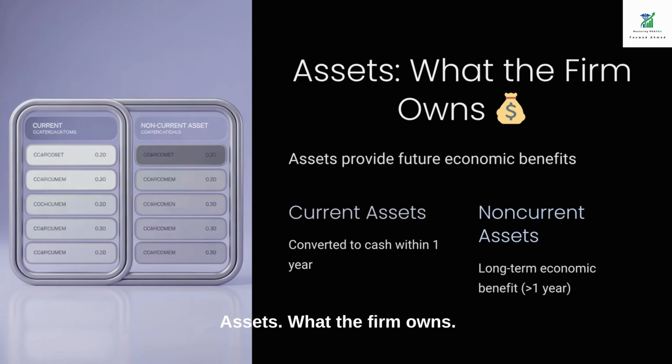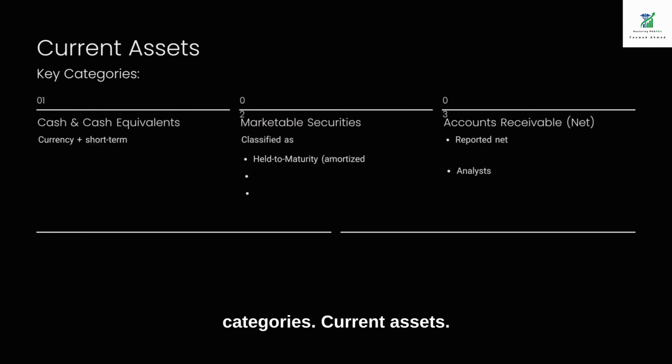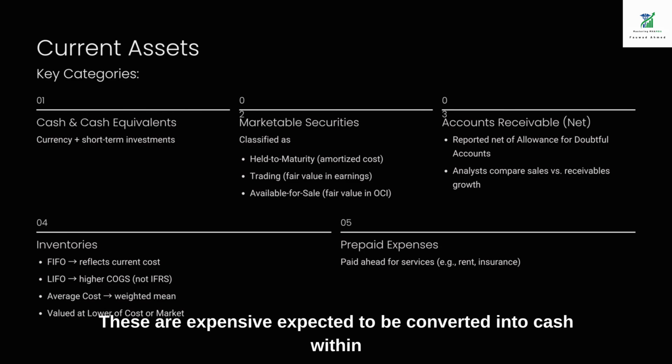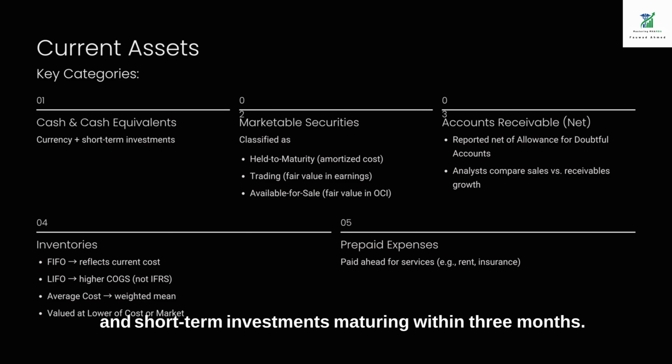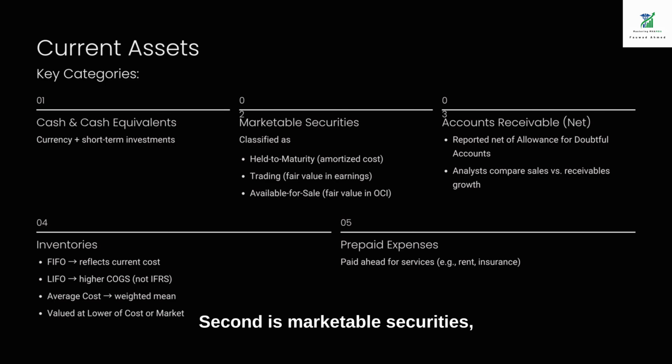Assets. What the firm owns. Assets are divided into current and non-current categories. Current assets. These are expected to be converted into cash within 1 year or one operating cycle. They include: first is cash and cash equivalents, currency, and short-term investments maturing within 3 months. Second is marketable securities, short-term investments classified as held to maturity, trading, or available for sale.